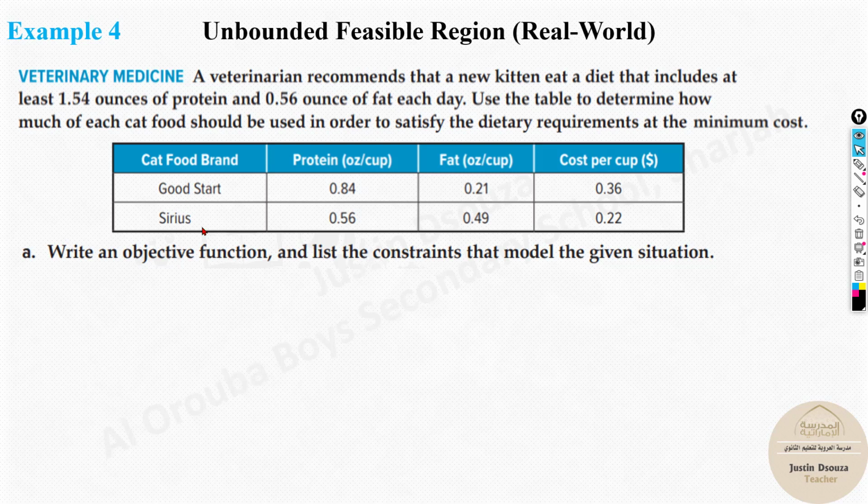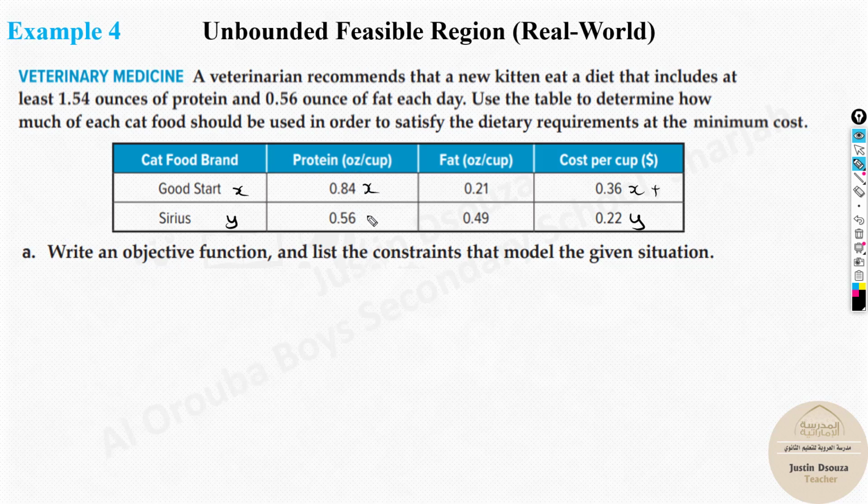Now, the cat food brand is given, Good Start and Sirius. Proteins are over here, fat is over here, and cost. Now, whenever we see this cost, that is the objective function. So let's consider Good Start as x, this as y. Now, what is this objective function? It will be 0.36x plus 0.22y.